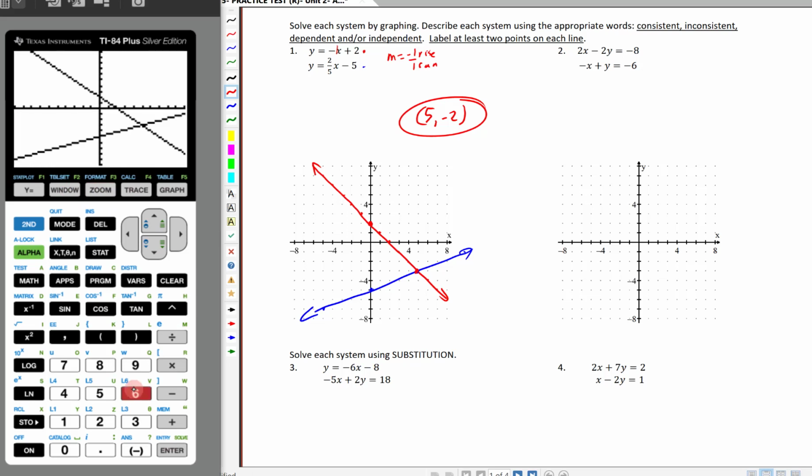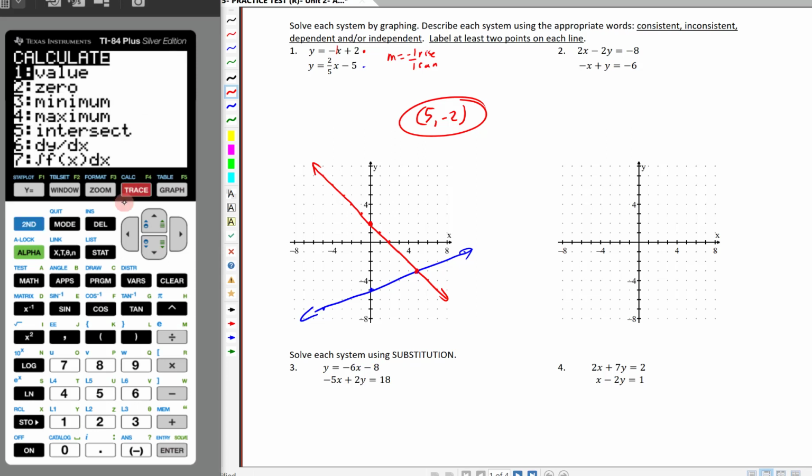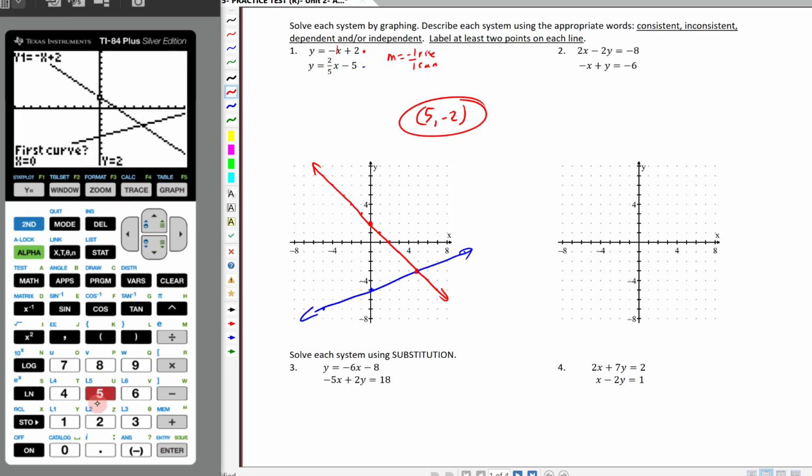And then again, if we're going to have the calculator find the intersection point, we have to do some calculations here. So we're going to hit second and trace, or second calc. Number 5 is going to be the intersection tool. It says, is that the first curve? We say yes by hitting enter. Is that the second curve? We say yes by hitting enter. You can take a guess if you wanted to. If you wanted to use the arrows and kind of get a little bit closer there, that'd be okay. But with just 2 lines on there, we're going to be all set.